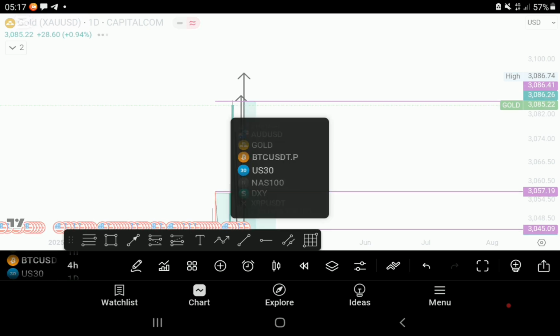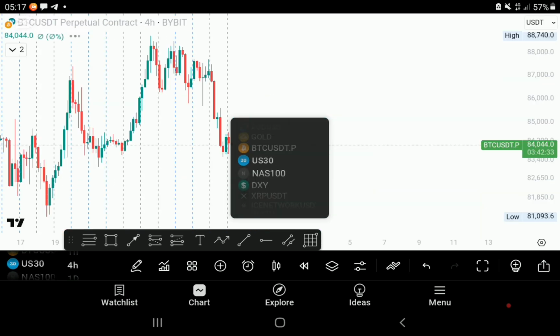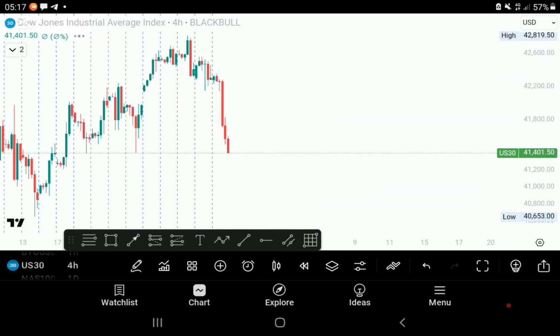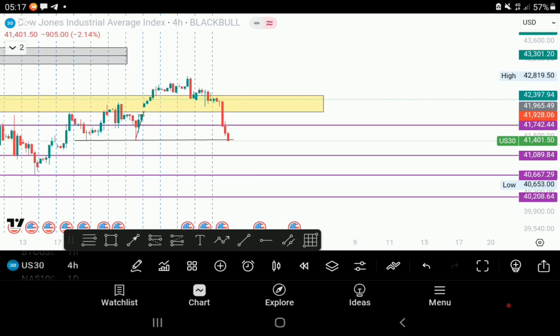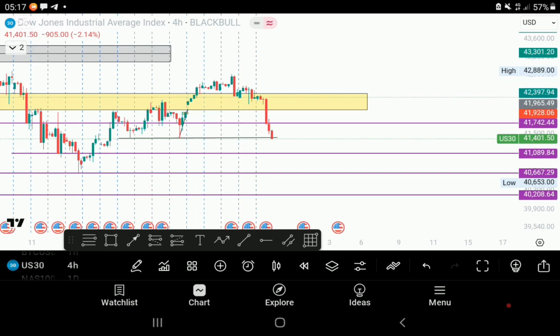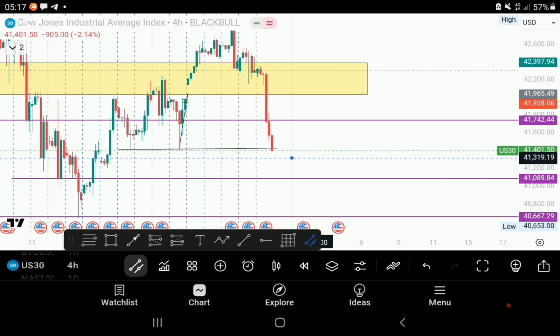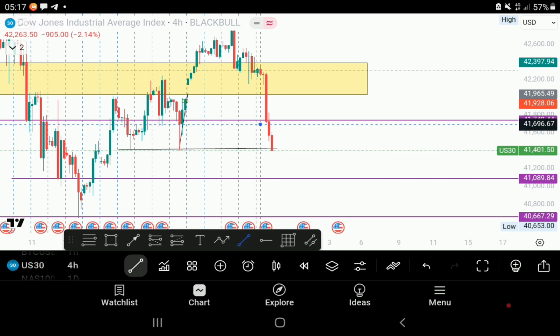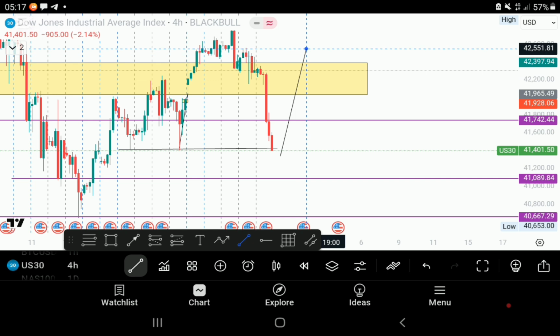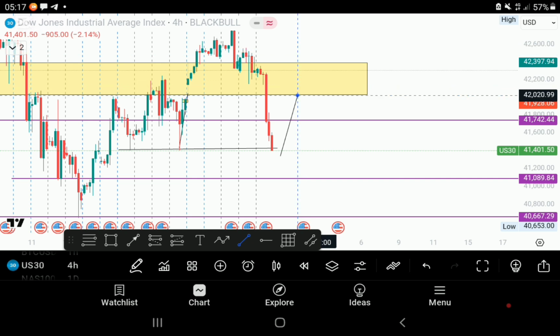It's a potential. Now let's go straight to our US30, guys. Our indices, US30, you can see the market is actually selling. So what are we waiting for? Briefly, we wait for the market to come this week, guys. This is what we are waiting for. The market is going to retrace back into this zone, guys. Let me show you.